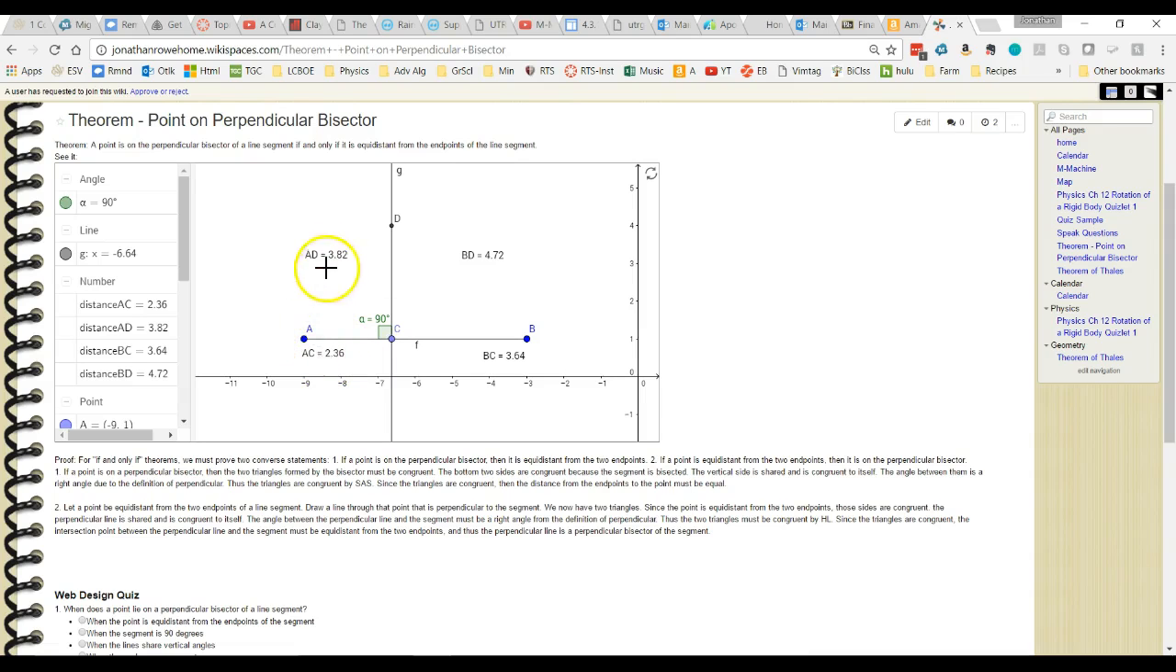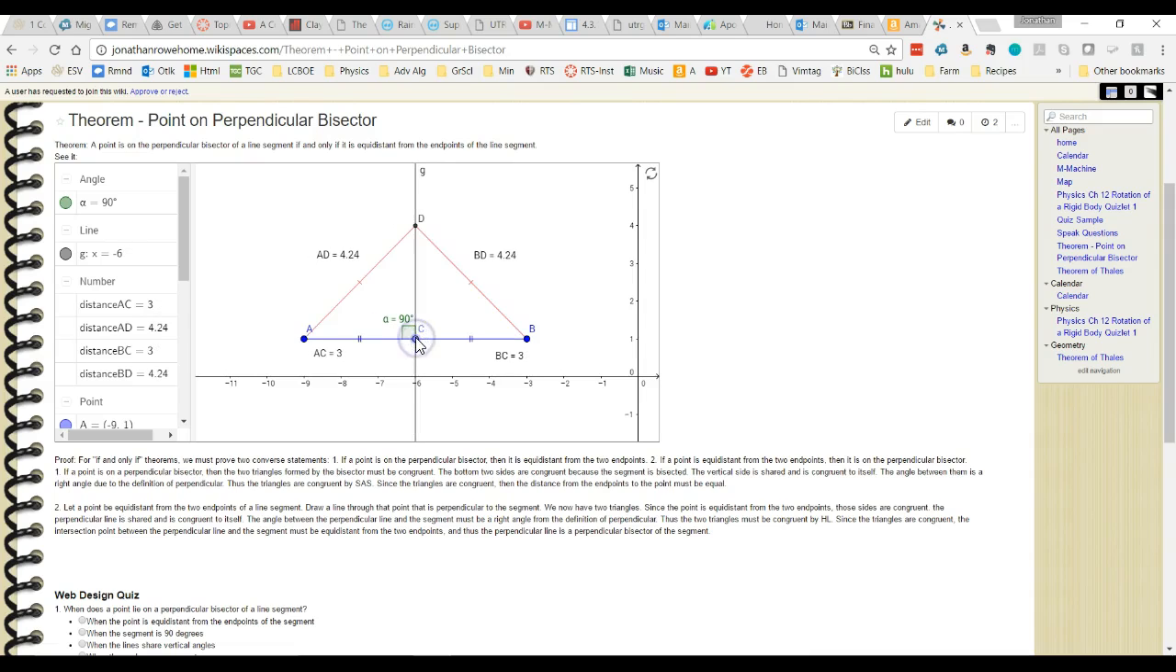We also have some distances given to us: the distance from A to C, from B to C, from B to D, and from A to D. And we can move this point C around and you can see what's happening to these distances. All right, nothing special really seems to be happening. There's not really much of a relationship that's obvious here. But let's see what happens if we continue to move it this way.